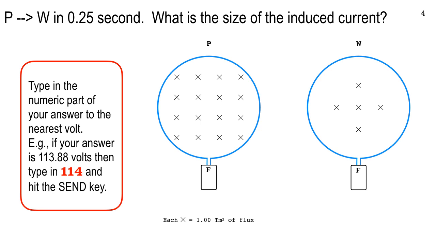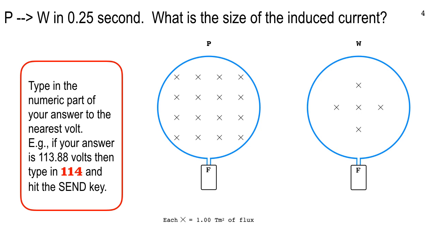All right, let's take a look at your answers. All you have to do is calculate. It's one loop, so n is equal to 1. Delta phi over delta t, so it's later minus earlier. So it's 5 minus 16 Tesla square meters. That's minus 11, divided by 0.25 seconds, which is delta t. So that works out to 44.